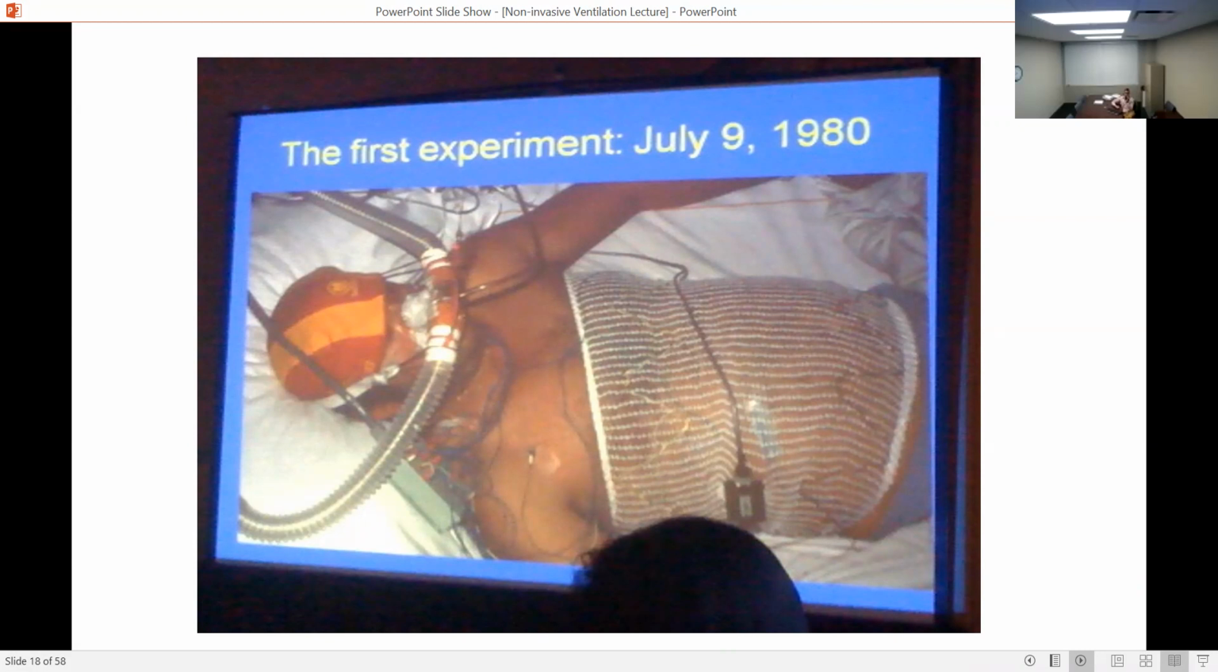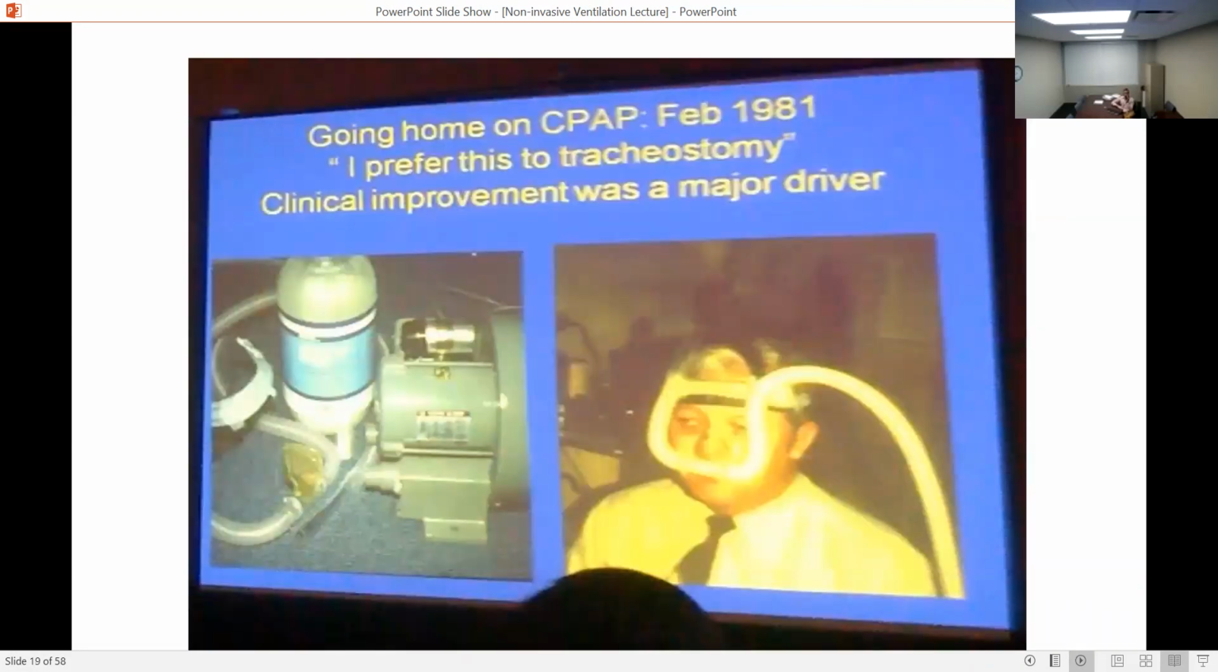So this was the very first CPAP. This was the first portable CPAP that someone actually got sent home with. And you can see, it was a huge contraption. These devices have become a lot smaller over time. Next slide.